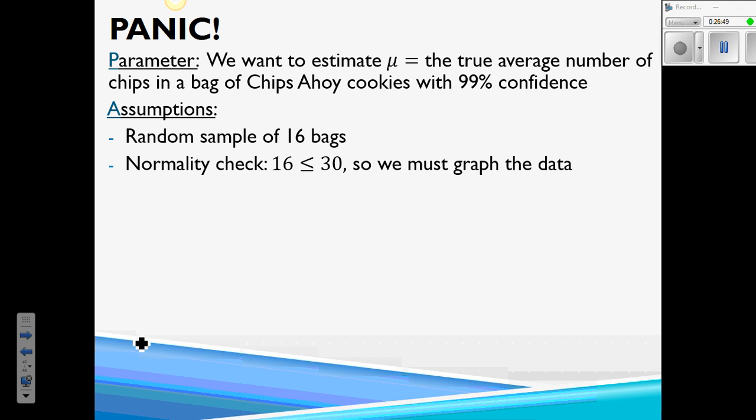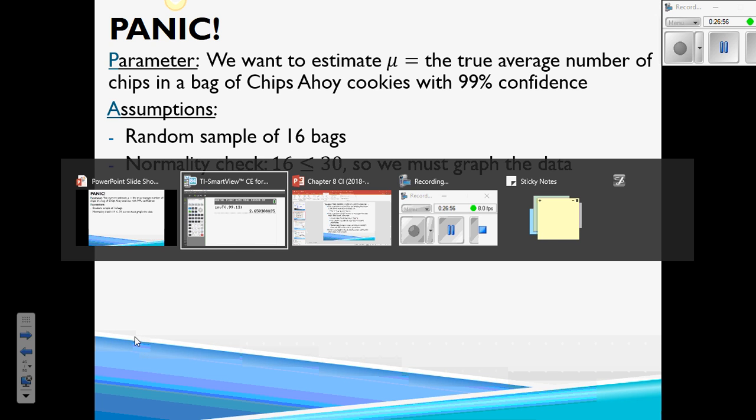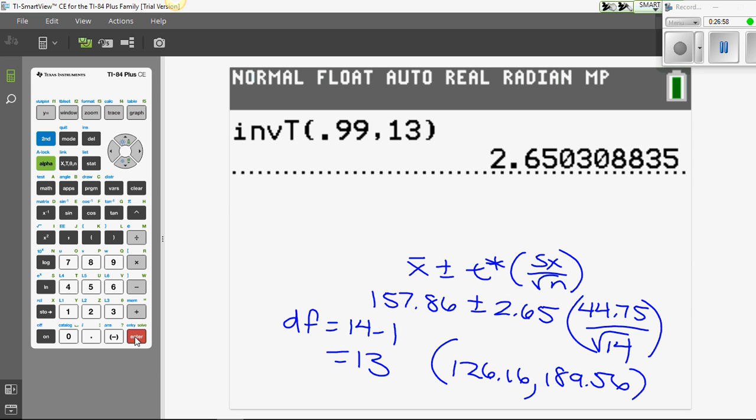Normality. And the first thing that we should see here is that 16 is less than or equal to what? 30. So guess what we got to do? Graph our data. So I'm going back to my calculator. I'm going to erase all this from the previous problem.